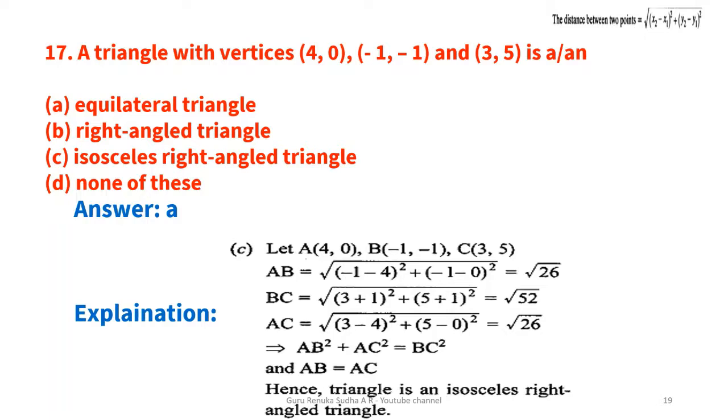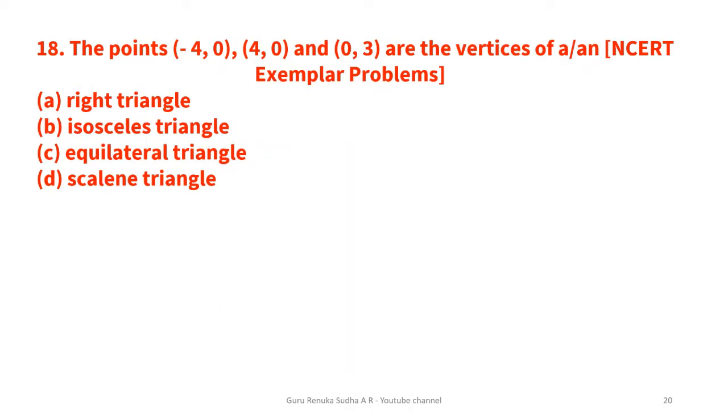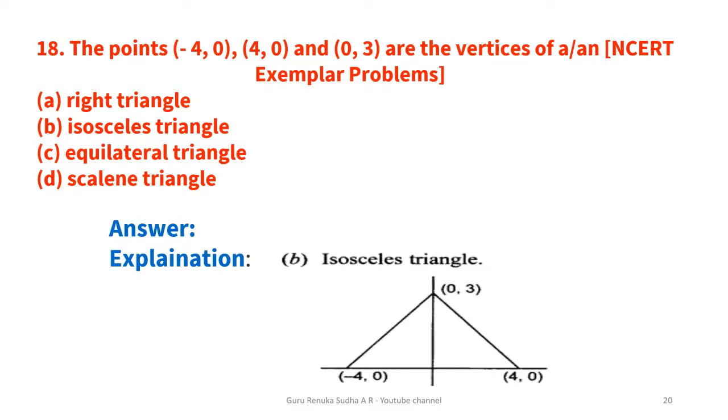Next, 18th: the 3 points they have given are vertices of a dash: right angle triangle, isosceles triangle, equilateral triangle or scalene triangle. Right angle means it should have a 90 degree angle. That means one side should be greater and the other two sides should be lesser than it. Isosceles, two sides are equal. Equilateral, all sides are equal. Scalene, all sides are unequal. So based on this idea, using the distance formula you can calculate the answer.